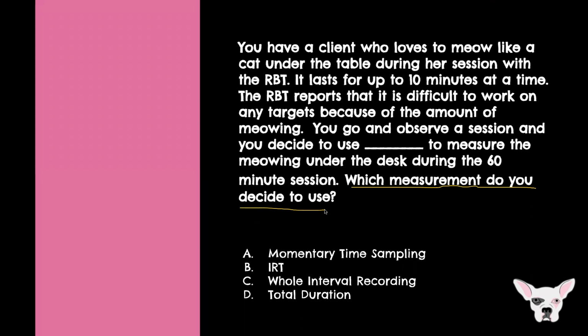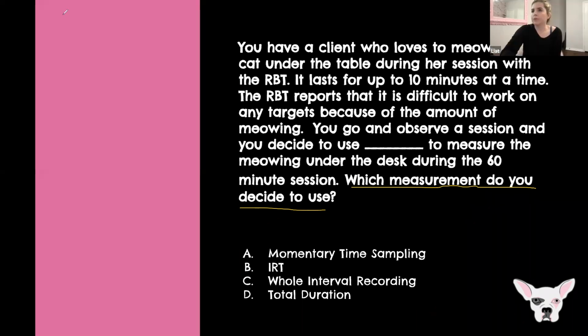All right, what do we do next? We look at our answer choices. So we go through A, B, C, and D. So we've got momentary time sampling, we've got IRT, we've got whole interval recording, and we've got total duration. All right, perfect. And then you're going to go in your head and tell me what you personally know about each of these different things. Give me one fact if you can. And if you don't know, that's fine too, because you could know what you know really well.